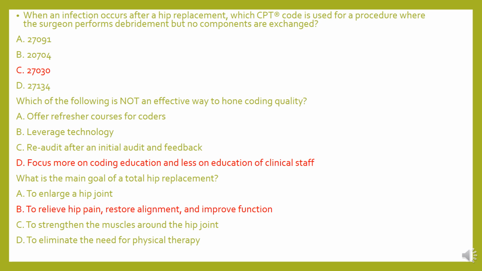What is the main goal of a total hip replacement? A. To enlarge a hip joint. B. To relieve hip pain, restore alignment, and improve function. C. To strengthen the muscles around the hip joint. D. To eliminate the need for physical therapy.